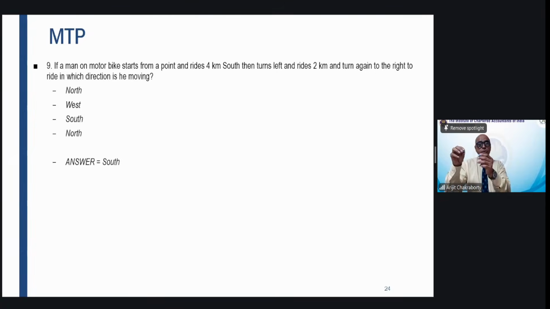And then turns again to the right, means again south. Which direction is he moving? Question number 9, fairly simple. I think everyone will get it correct. It is south, absolutely. Subhash, Tejaswini, Garvit, Akash, Angel, all have given right answers. South, very good.